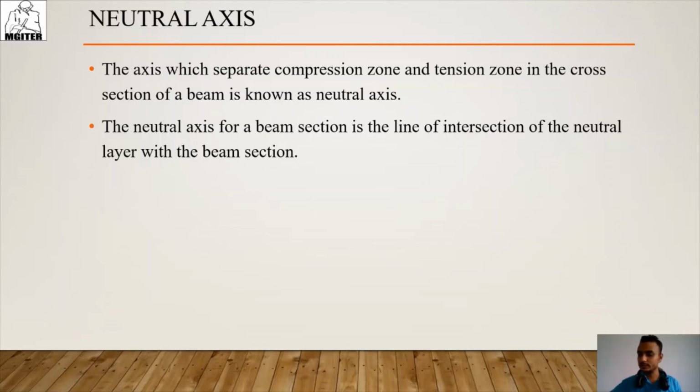Now we start the neutral axis. So what is a neutral axis? The neutral axis separates the compression zone and tension zone in the cross section of a beam. Shall I draw a figure here?